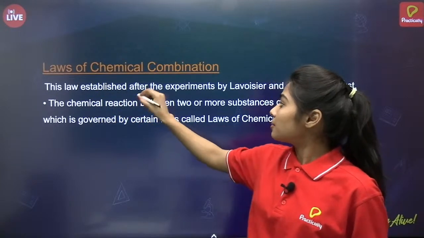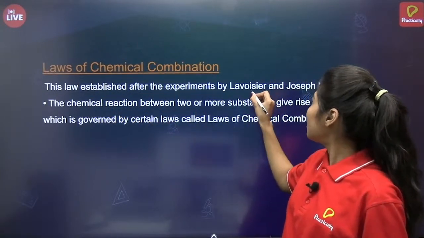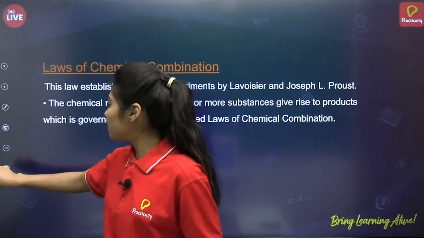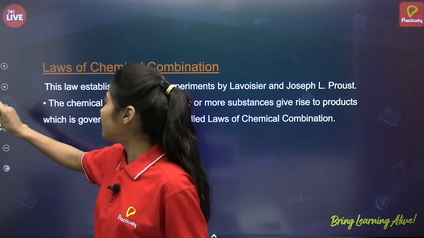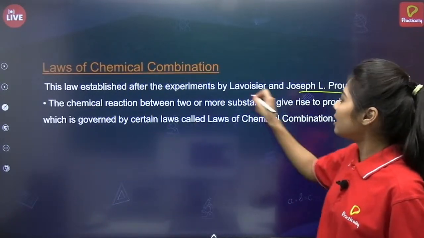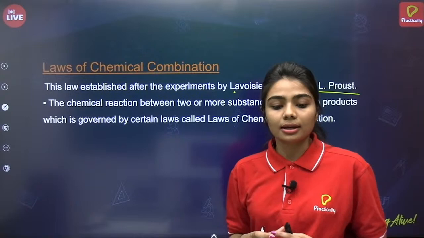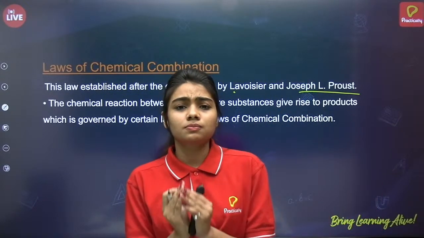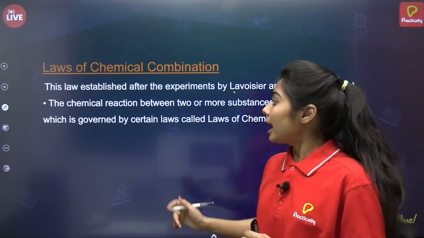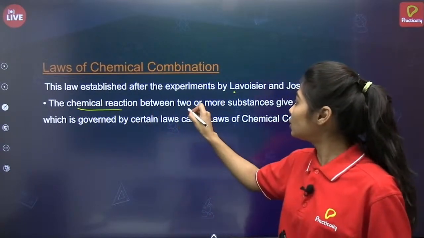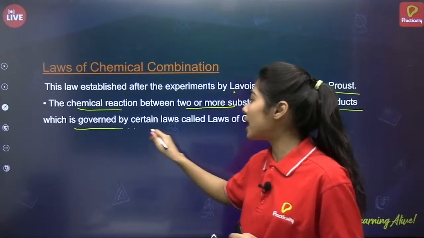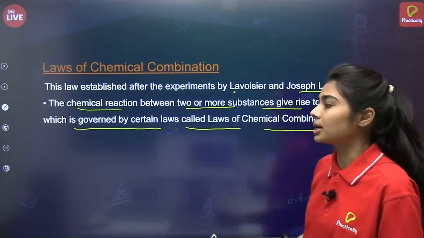These laws were established after experiments by Lavoisier and Joseph L. Proust. Joseph L. Proust and Lavoisier together gave these laws of chemical combination. A chemical reaction between two or more substances gives rise to products which are governed by certain laws called the laws of chemical combination.